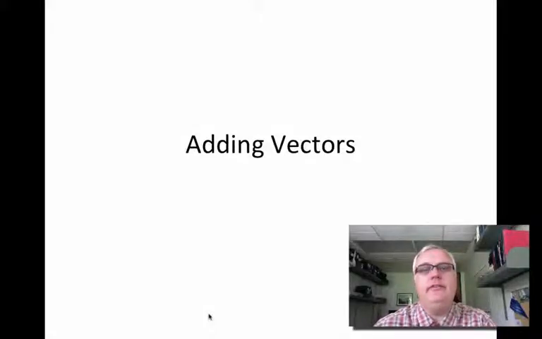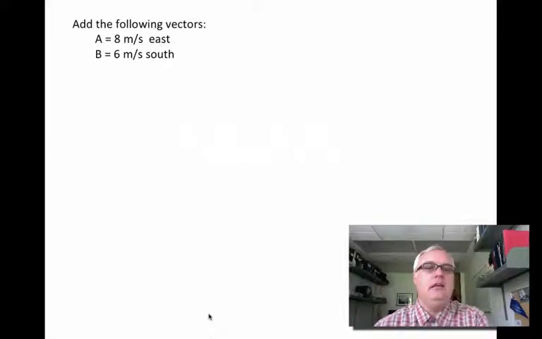Hi, this video is on adding vectors. So suppose we want to add the following vectors. A is a vector 8 meters per second east, and B is a vector 6 meters per second south.